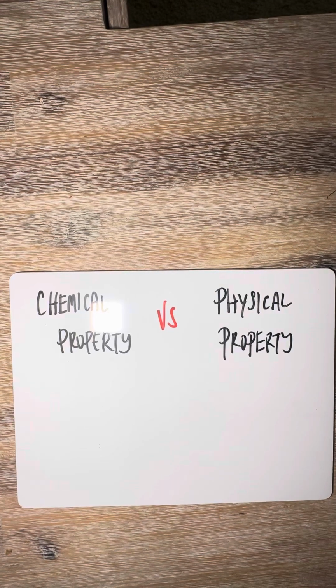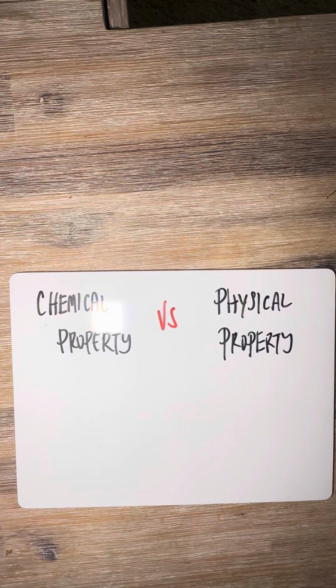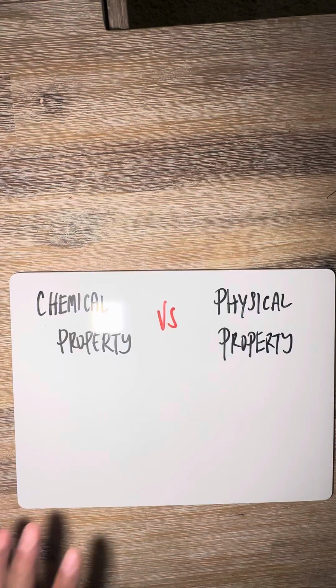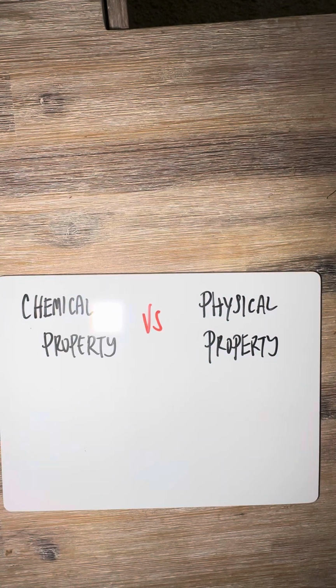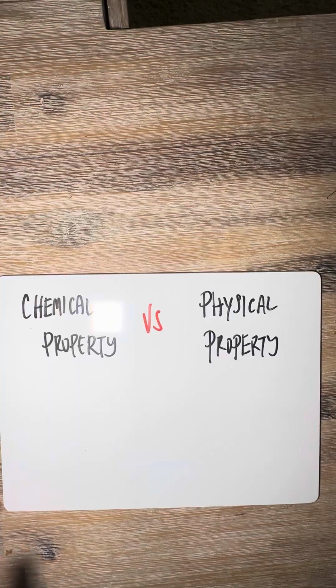Hello, everyone. So today's topic is very straightforward. It's chemical property versus physical property. So before we get into the difference between chemical and physical property, let's first talk about what a property is. So again, what is property?